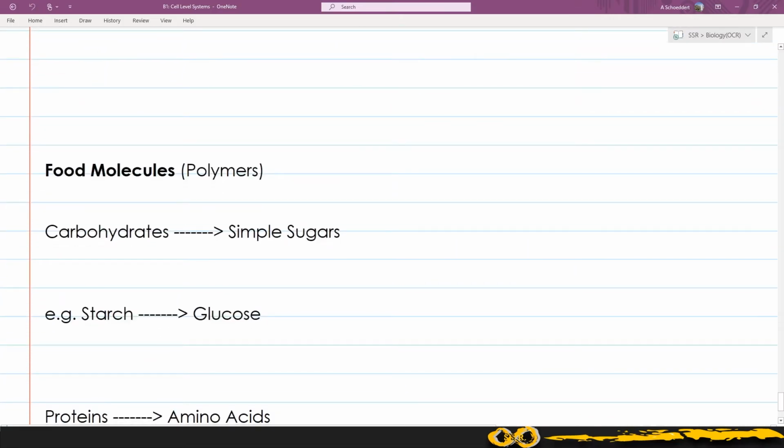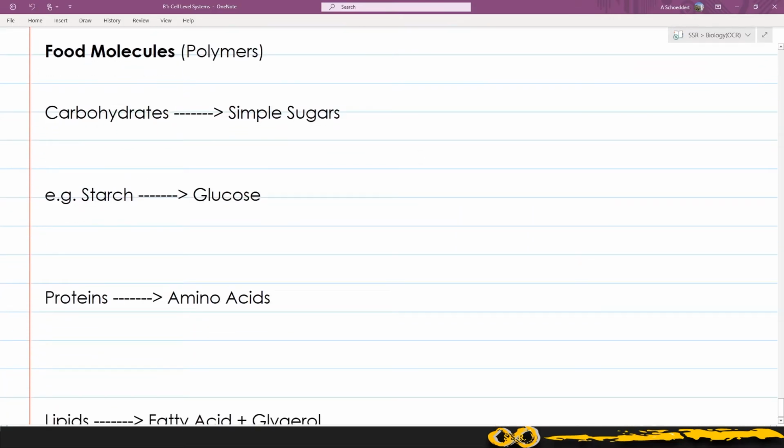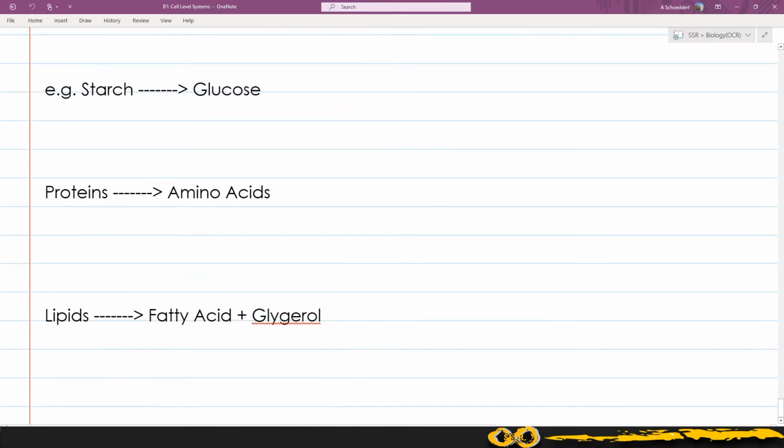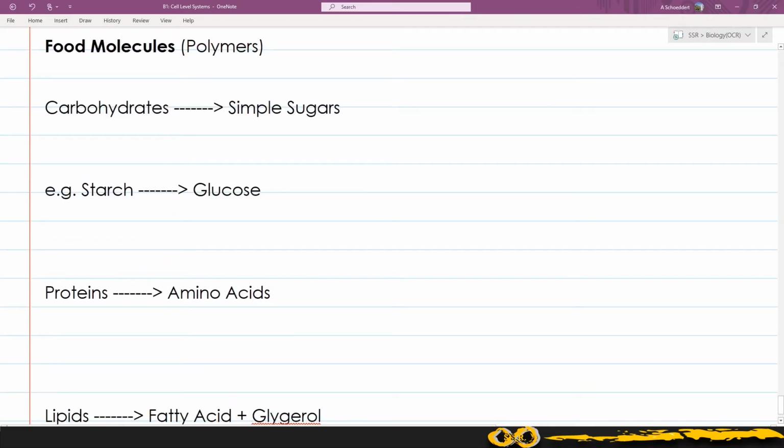So what do we use these enzymes for? Well, one of the things we use them for in our bodies is to break down the food molecules that we have. So we know about carbohydrates, an example of which is starch, and then proteins are another large category of foods, and these are made up of amino acids, and lipid molecules, and these are made of 3 fatty acid molecules, and then your glycerol at the top.